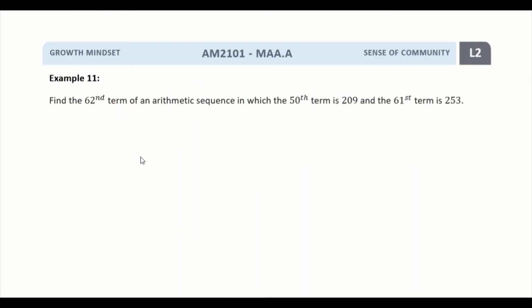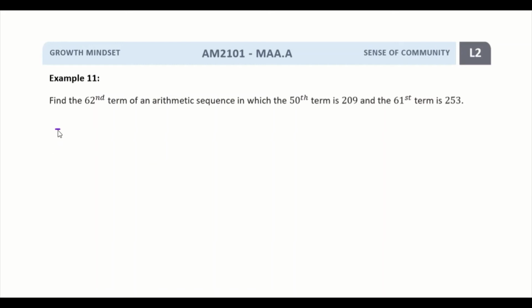So let's look at the last example here. Find the 22nd term of an arithmetic sequence in which the 50th term is 209 and the 61st term is 253. Okay, so this is a similar question to example 10. So I'm just going to use simultaneous equations to solve this.